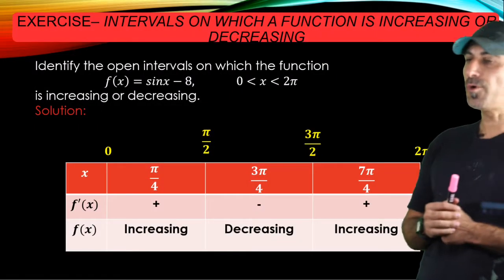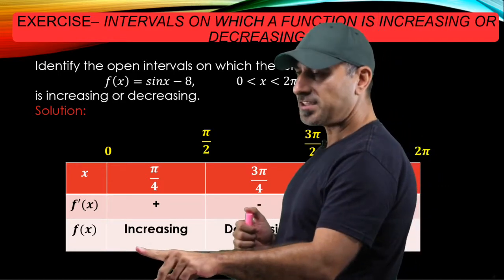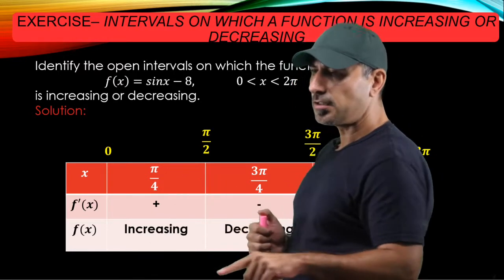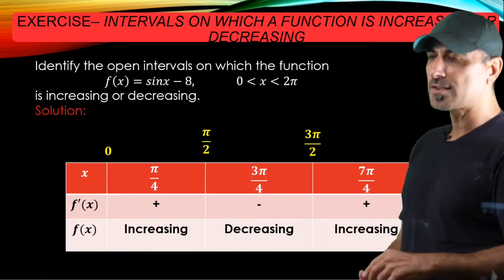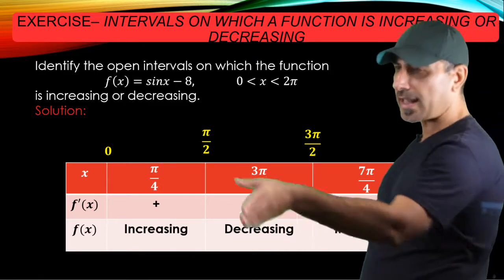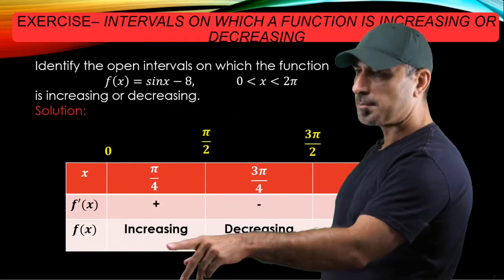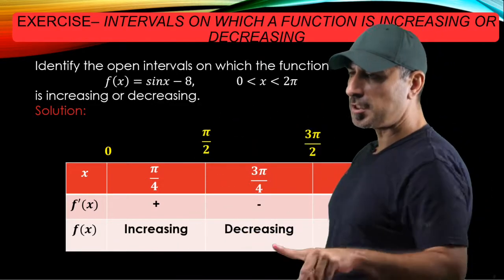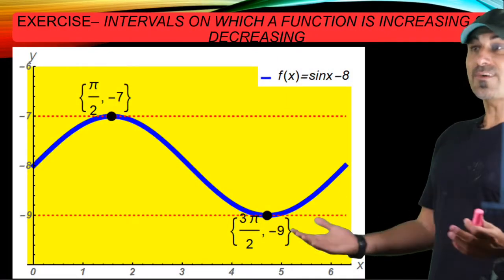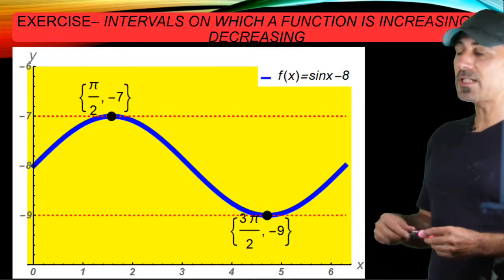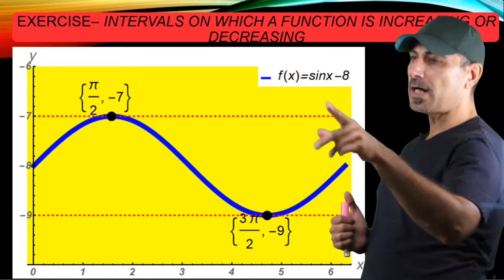And the test for increasing and decreasing functions implies that f is increasing on this subinterval, decreasing on this subinterval, and increasing on this subinterval. So across the x-intercepts of f prime, the behavior changes from increasing to decreasing and decreasing to increasing. And to verify our table, here is the graphical outlook of the function. The interval was chosen to be 0 to 2 pi for this function.